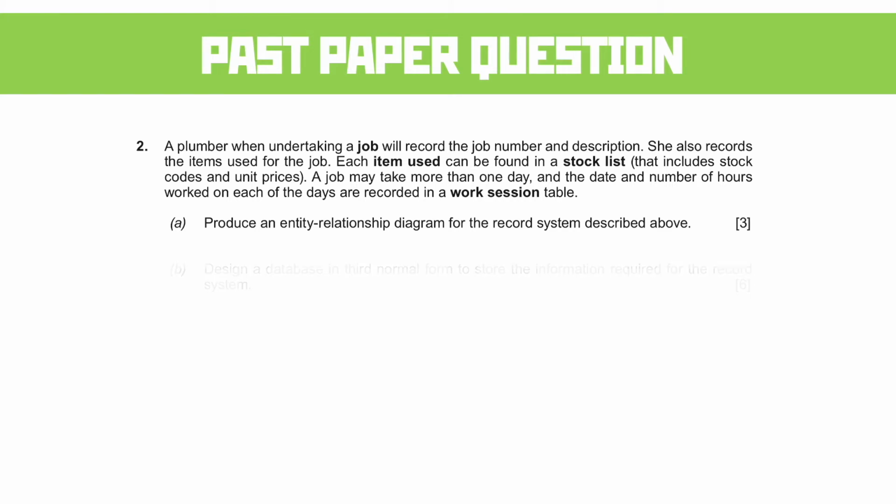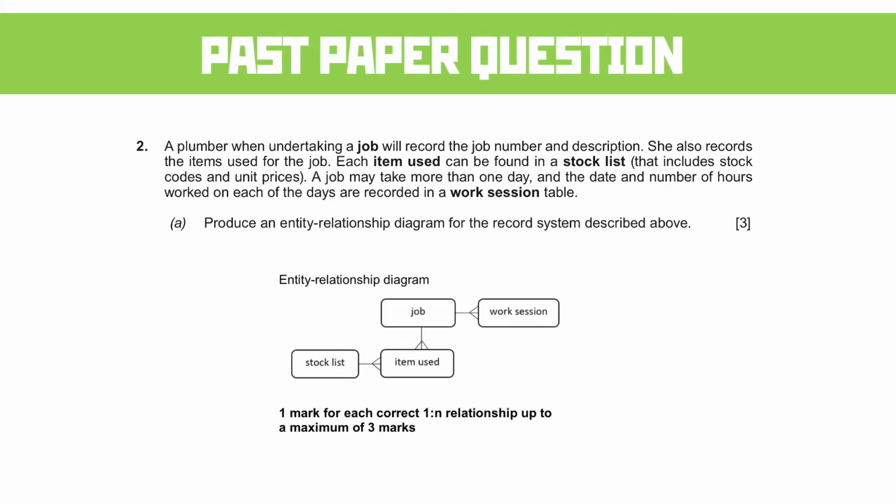So let's look at part A then. Produce an ER diagram for the record system described above. So there's a lot of clues given in that question, but this is what they want. We'll need a stock list, first of all, and we need a list of the items of use for each job. So that makes that relationship reasonably straightforward.